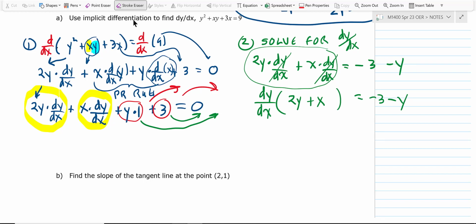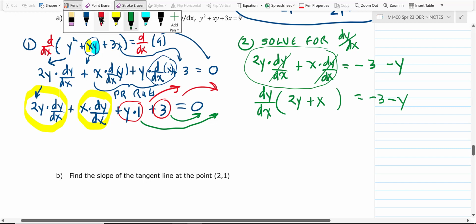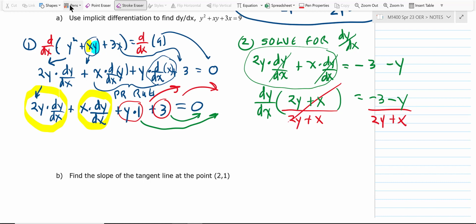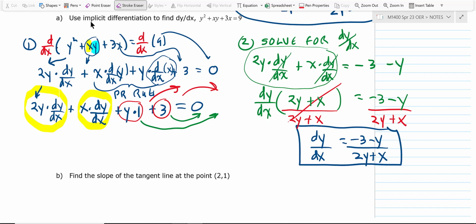Now what do I do? Got one more step and I'm done. You got to divide by the thing that's being multiplied, right? So you need to divide both sides by 2y plus x, and then you've got your answer. So your derivative, dy over dx, our answer is negative 3 minus y over 2y plus x. That's a little more advanced than the one I've done, just because of the factoring. That will make it a tad more difficult. You're going to do a problem like this in a minute. So does anybody have a question about what I did?